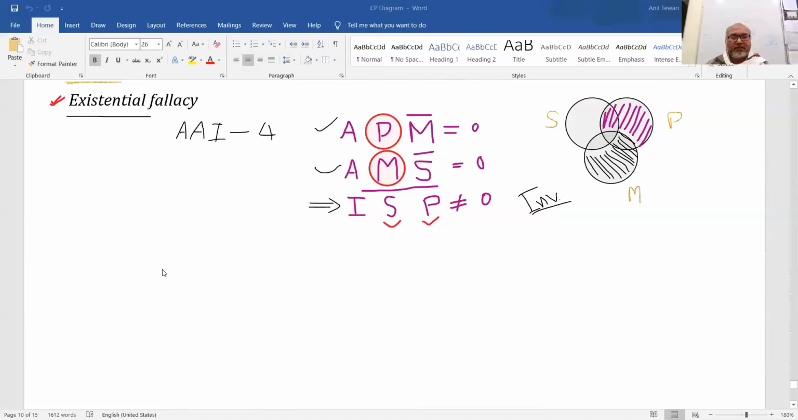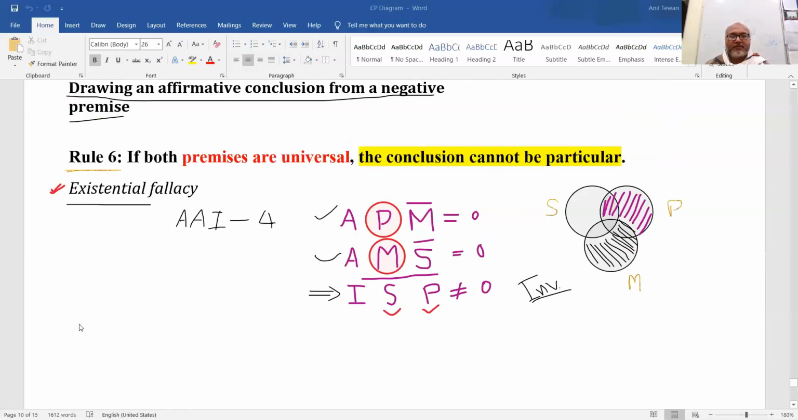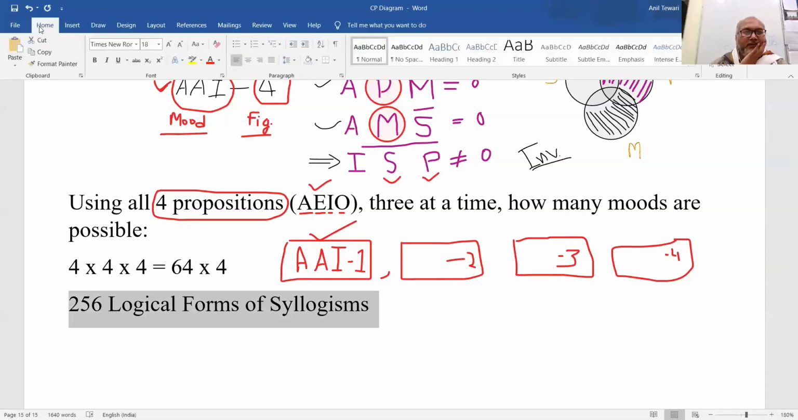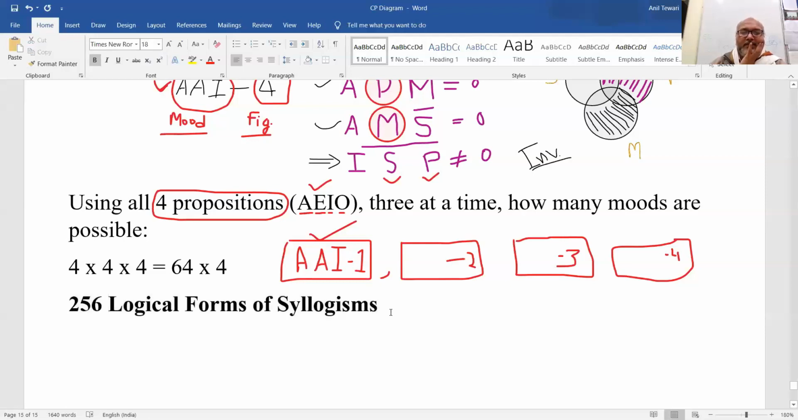Okay, so we were here. We have learned the rules to test the validity of a syllogism. And as I said, barring the first rule, you will be using all the 5 rules to test the validity. We can have maximum 64 modes, and then we can have 4 figures. So altogether, it becomes 256. We can have maximally 256 logical forms, and out of these only few are valid.